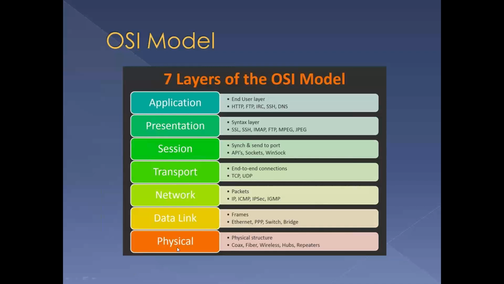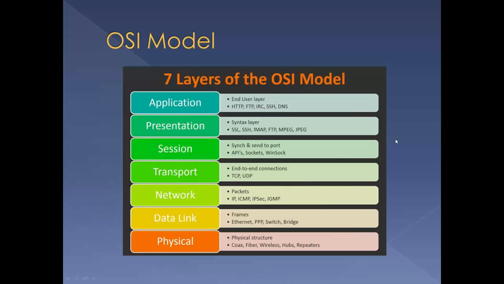And then physical is basically at the very base, the physical layer, including things like all the physical connections, including the network interface card, coax, fiber, wireless hubs, repeaters. They're all physical infrastructure.